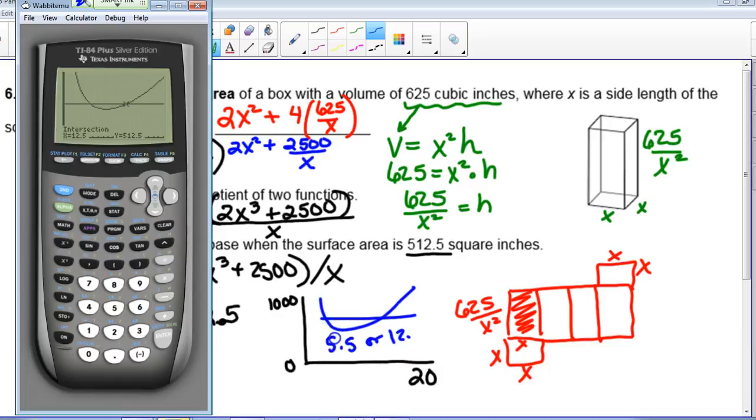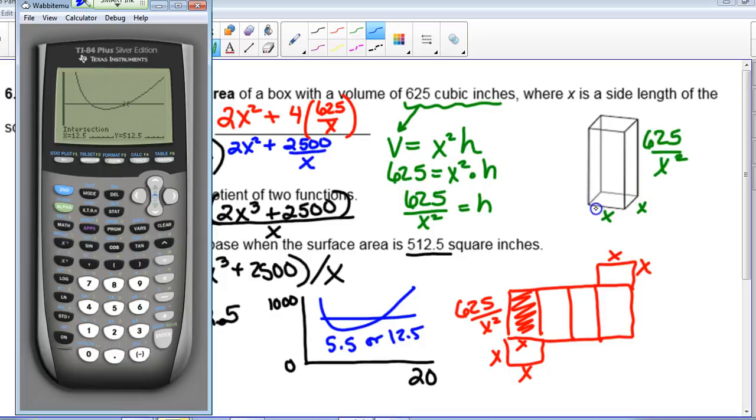Somebody type 625 divided by 5.5 squared and see if you get 12.5. I'm thinking one is the height and one is... If you do 625 divided by 5.5 squared, oh, yeah. Okay, so I'm wrong. You could have a box that's 5.5 by 5.5 by 20.7. Is that what we got for the dimensions?